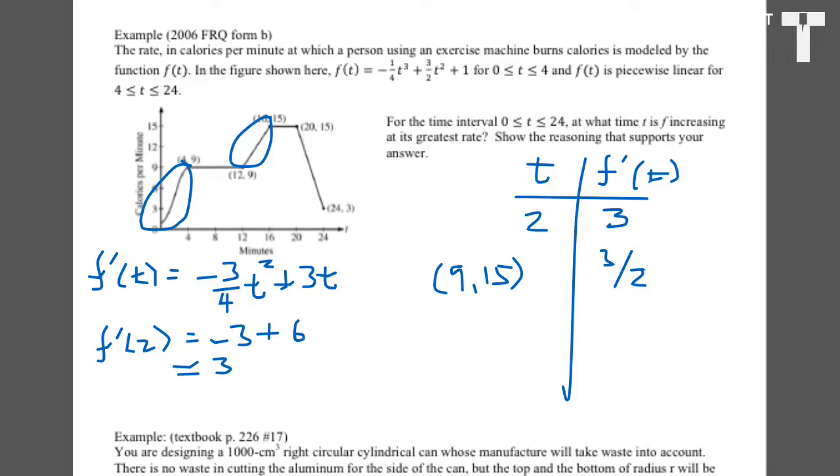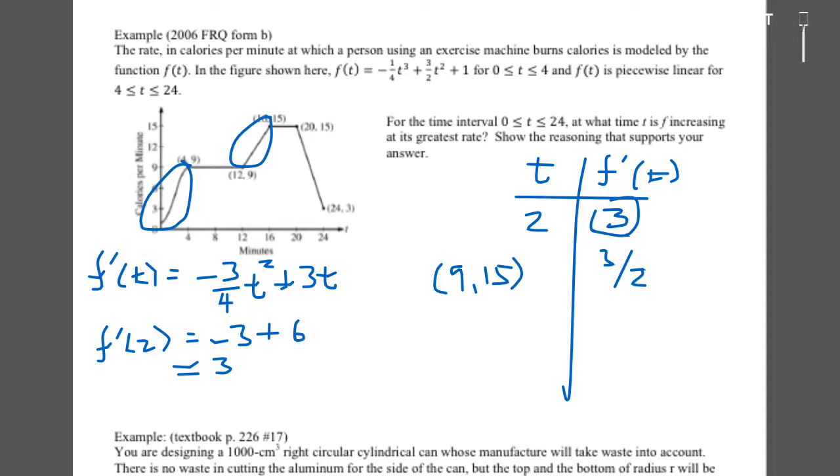For the interval from 0 to 4, the only place that was a possibility for the maximum rate at which f is increasing was at 2, so that's where I get the 3. And my job is to look at these two options for f prime, 3 and 3/2, and I can see clearly 3 is the larger. So 3 is the maximum rate at which f is increasing.